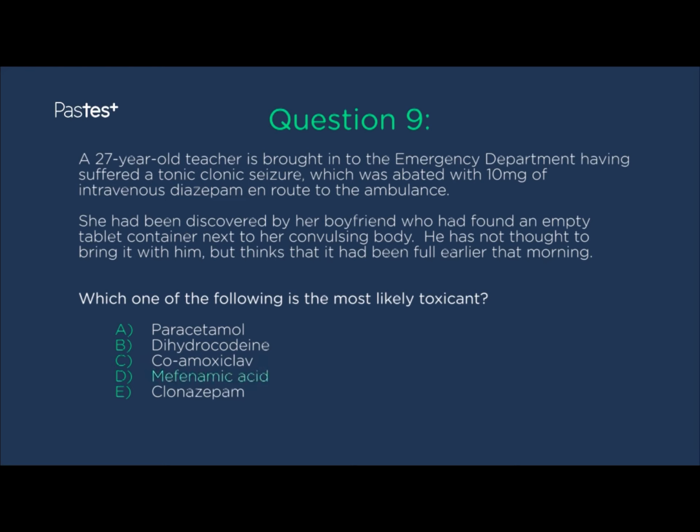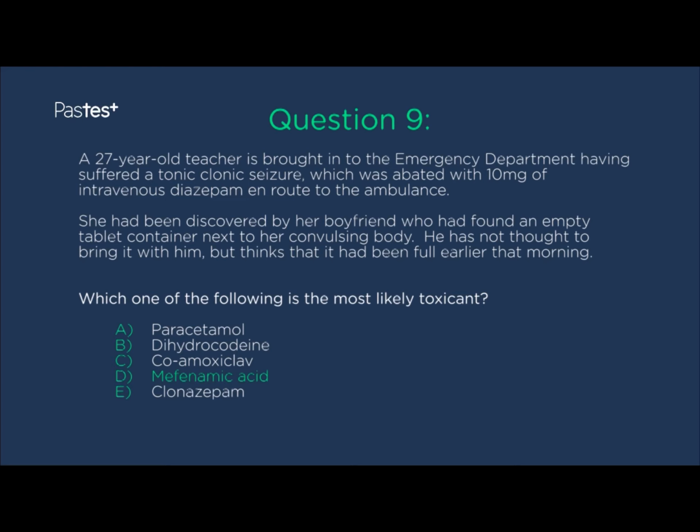The only correct one here is mefenamic acid, also known as Ponstan. And I'll explain. Ponstan, or mefenamic acid, is a non-steroidal. Most non-steroidals in overdose are quite safe. They may give a bit of gastric irritation, gastritis, and occasionally they can cause acute renal failure. But Ponstan is the only one that's associated with convulsions. Other drugs that are associated with convulsions in overdose include theophylline and amitriptyline.